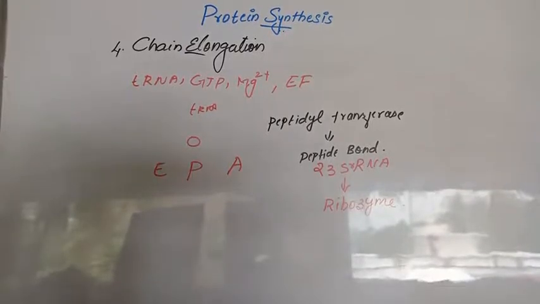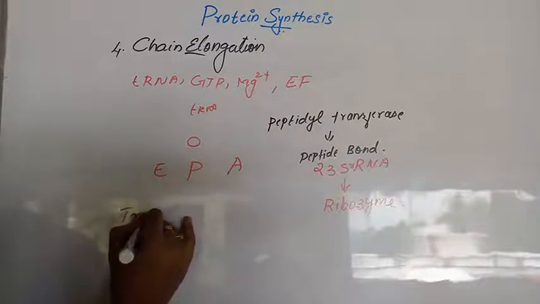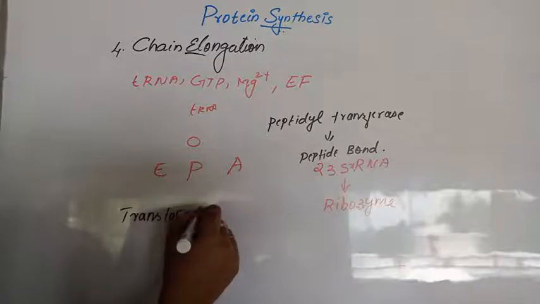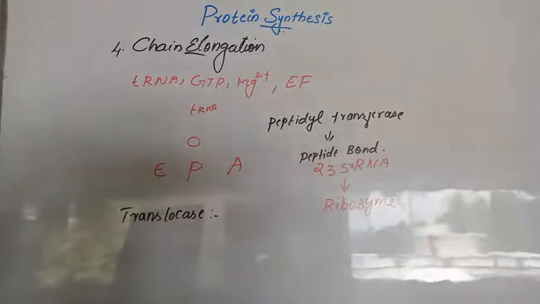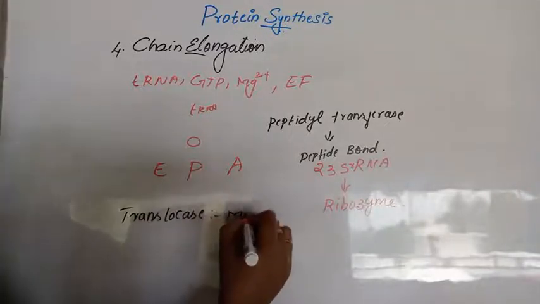Next, the ribosome slides over the mRNA in the 5' to 3' direction. Due to this sliding of the ribosome on the mRNA, new codons of the mRNA are continuously available at the A site of the ribosome. So the ribosomes are moving through the mRNA; the mRNA is not moving. Translocase enzyme is helpful in the movement of the ribosome.